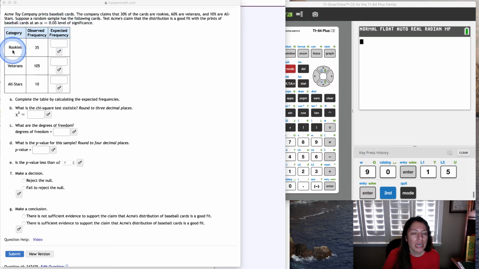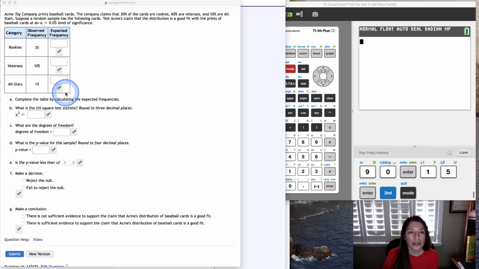So they give us the categories of rookies, veterans, all-stars, and they tell us that when they observed their sample, they got 35 rookies, 105 veterans, and 10 all-stars. However, the company says that whatever pack you get, 30% of it will be rookies, 60% of that pack will be veterans, and 10% would be all-stars. So these are the observed. Let's go ahead and calculate the expected frequencies.